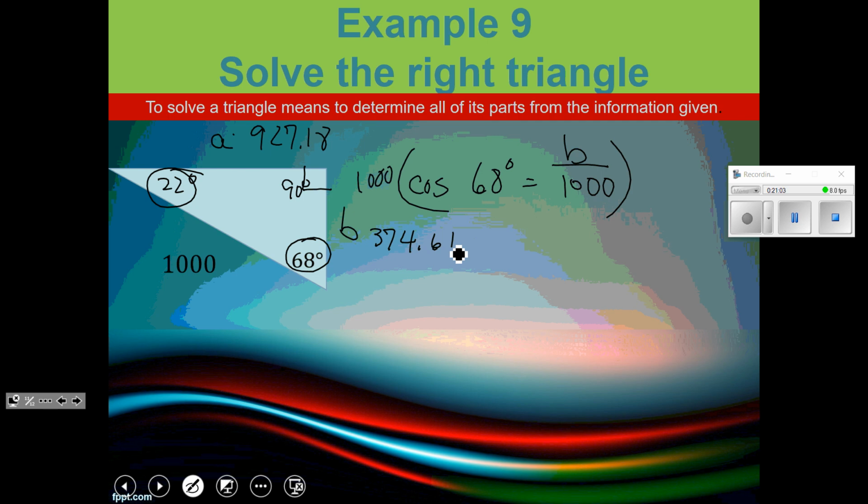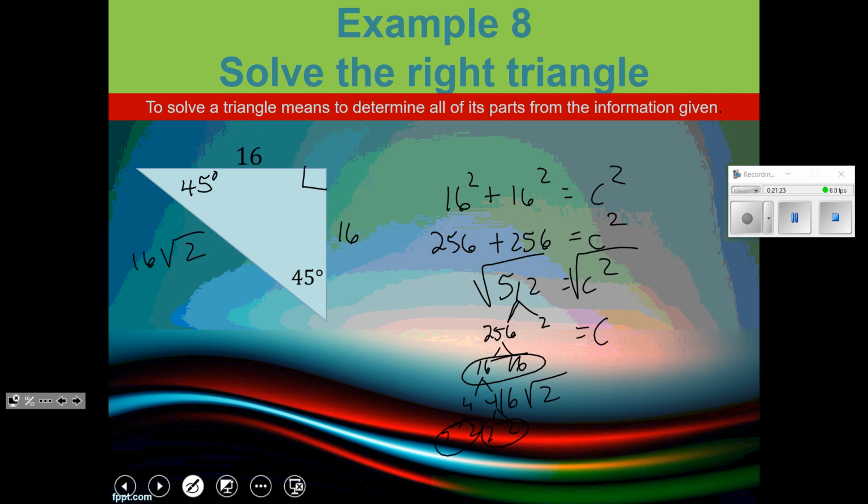Any questions? The last example is where I feel like you're going to get confused, because you're going to say, I don't know what to do. When do you use the Pythagorean theorem? When you have what? Two sides, two of the three sides. Do you understand? On the last example, we had two of the sides.